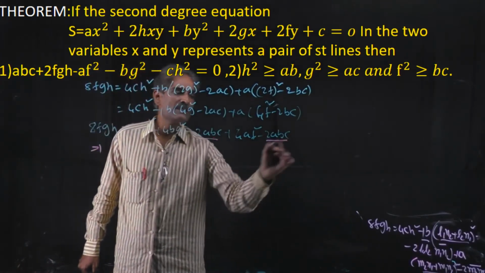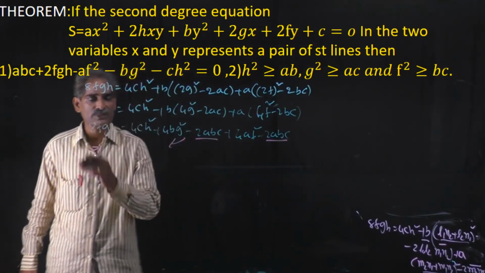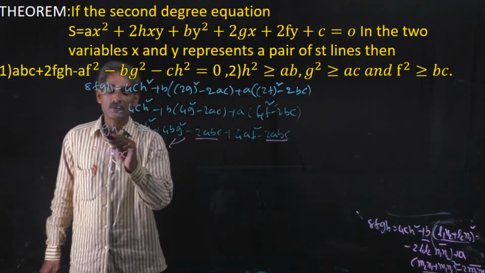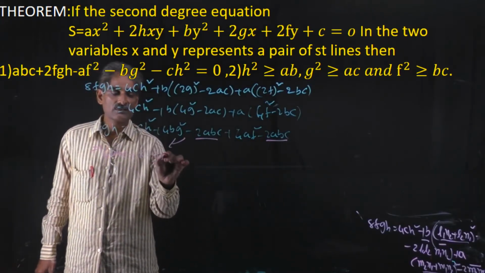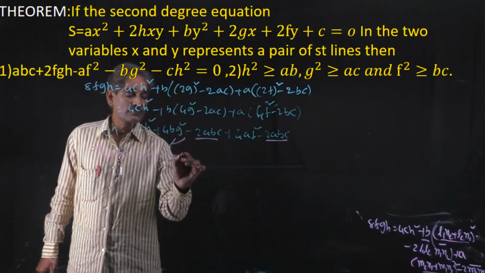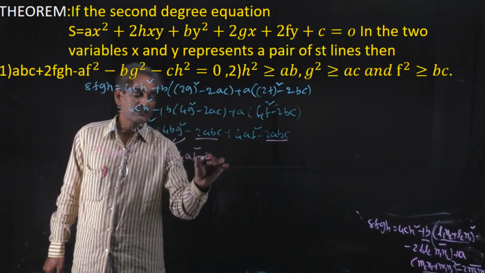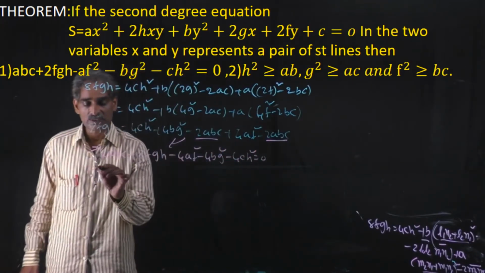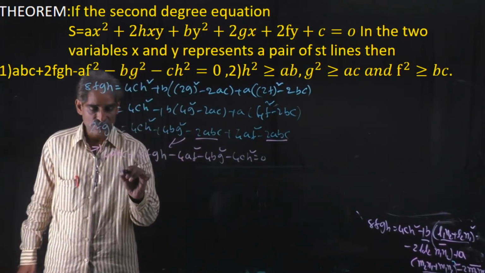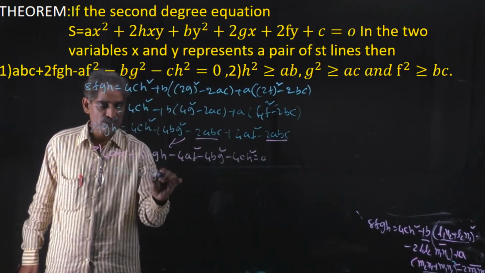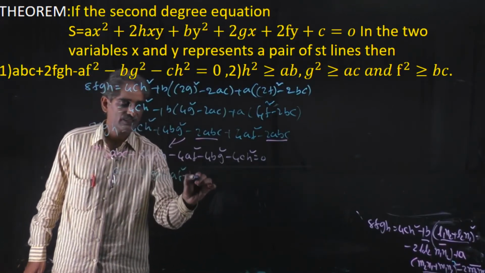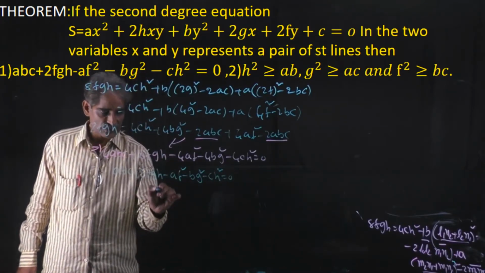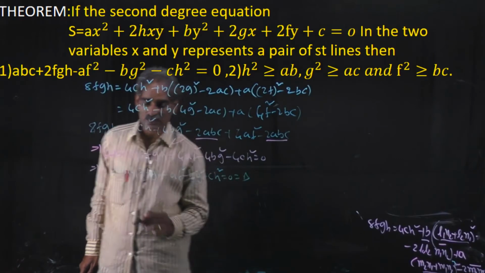Now here we can write minus 2ABC minus 4ABC, just bring all the terms from right to left. Then we get 4ABC plus 8FGH minus 4AF square minus 4BG square minus 4CH square equal to 0. There is 4 common in all the terms. So we can write ABC plus 2FGH minus AF square minus BG square minus CH square equal to 0.